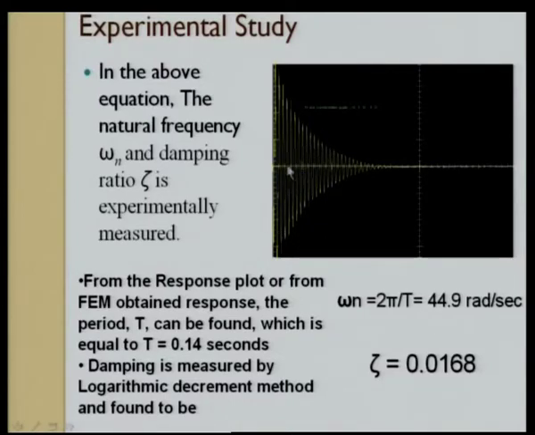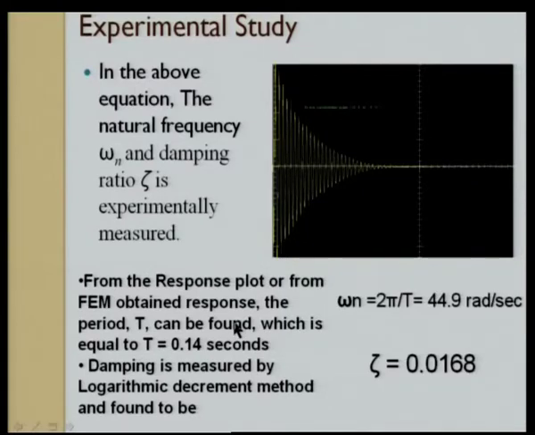So, we find the period, and from the period, 1 by period multiplied by 2 pi will give me the natural frequency, which in our experiment was found to be 44.9 radians per second, or it can be expressed also as cycles per second. We found the period between two successive peaks to be 0.14 second.